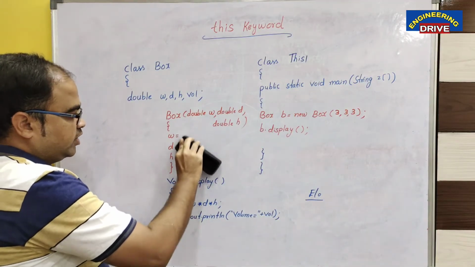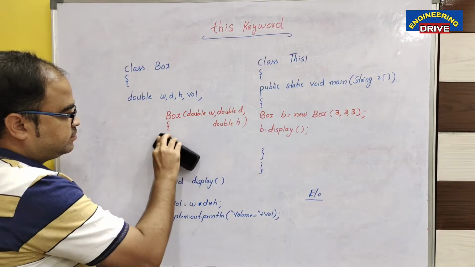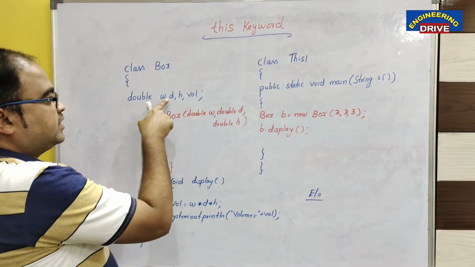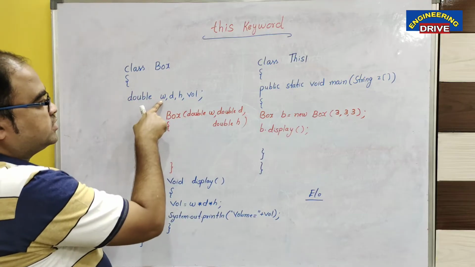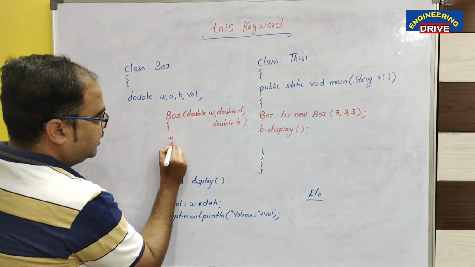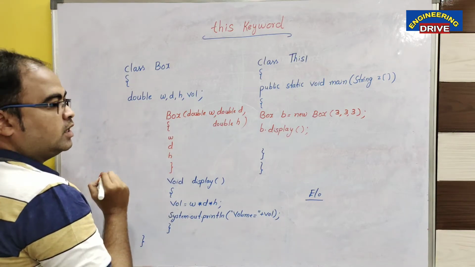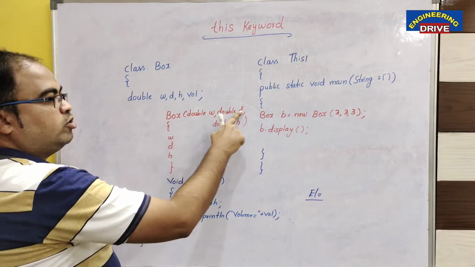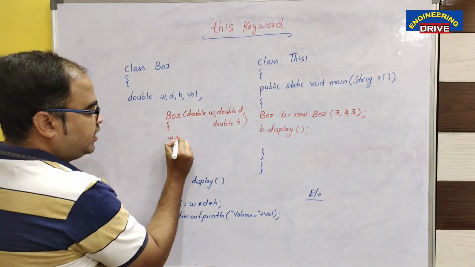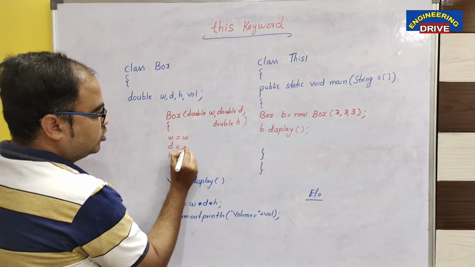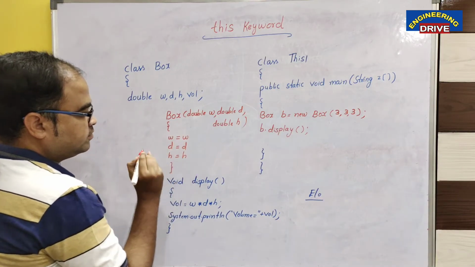So instead of this, what you can do here is, how many input members are there in this class Box? 3, W, D, H. So W, D, H. Now these 3 also will be stored in W, D, H. So generally what we can write is, with the assignment operator, W is equal to D is equal to H.